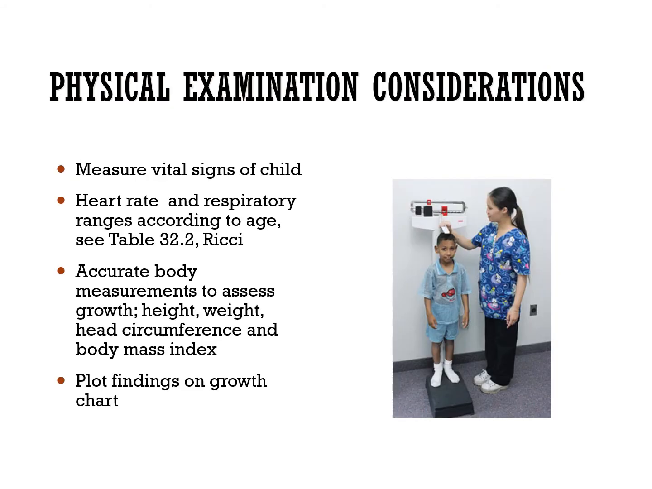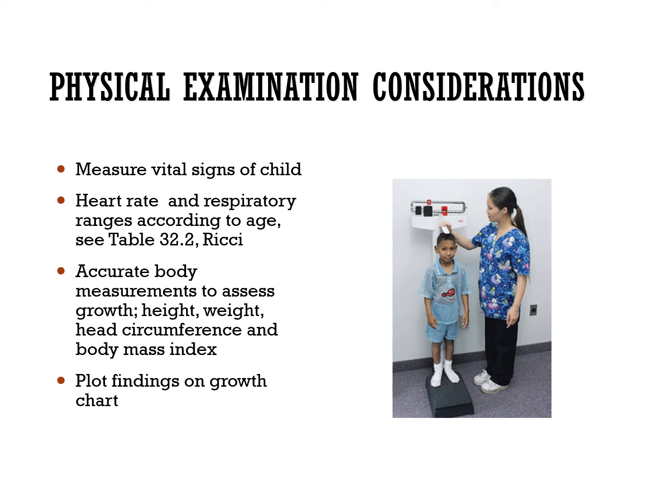Pediatric physical examination considerations. At every visit, vital signs of each child should be measured. Vital signs do vary in the pediatric population according to age and gender. Please see Table 32.2 in the Ricci text for heart rate and respiratory rate ranges according to age. Accurate body measurements must be obtained to assess growth, including height, weight, head circumference, and body mass index.